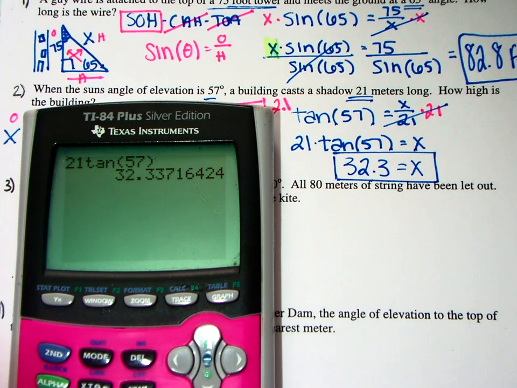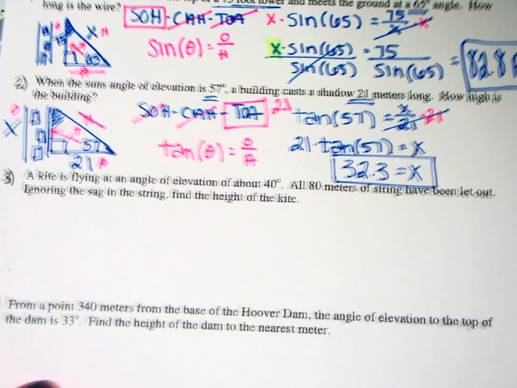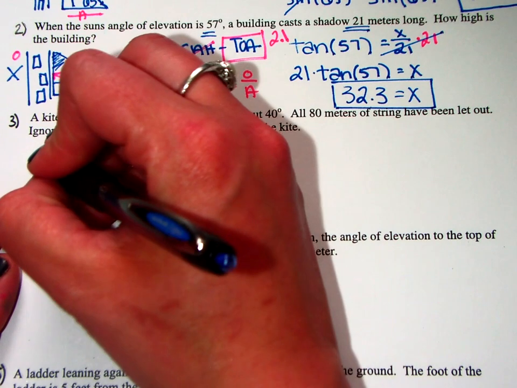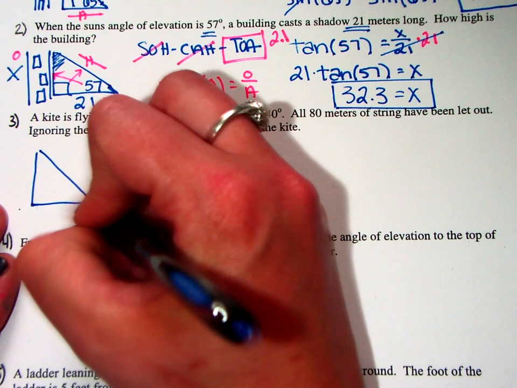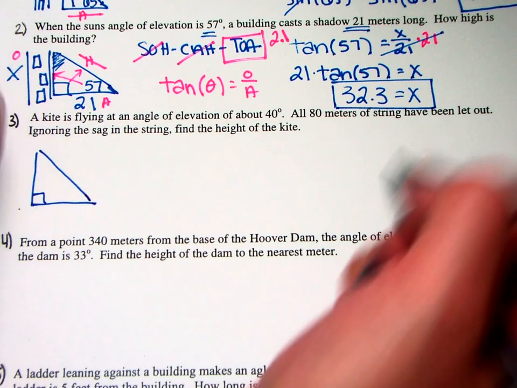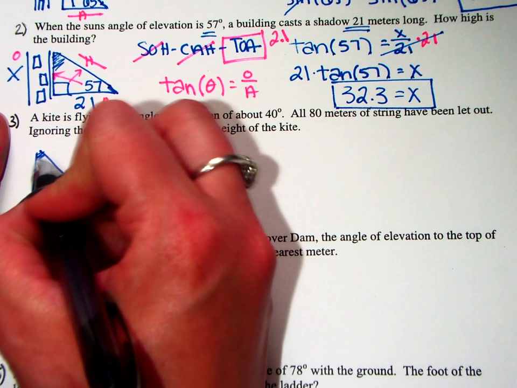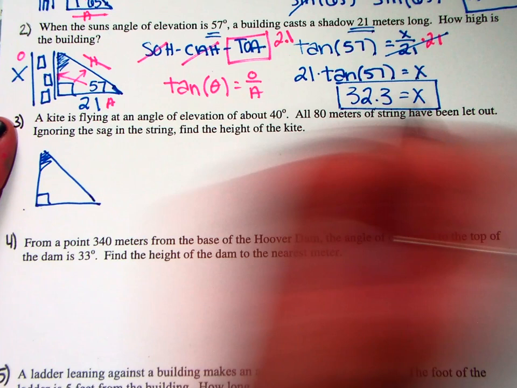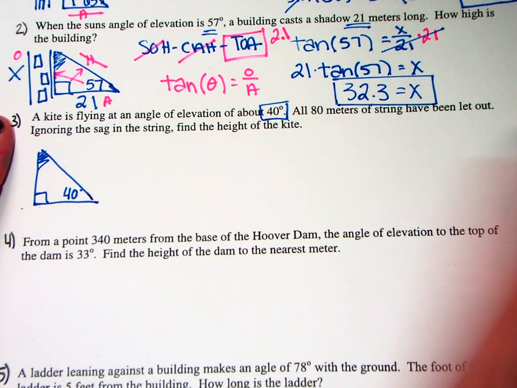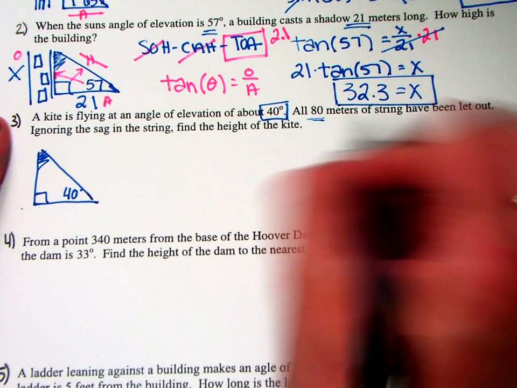All right, let's try number 3. Again, these triangles don't change. So I'm going to draw that. A kite is flying at an angle of elevation of 40 degrees. So remember, we never use this angle up here. So my 40 degrees goes down on the bottom. 80 meters of string have been let out.